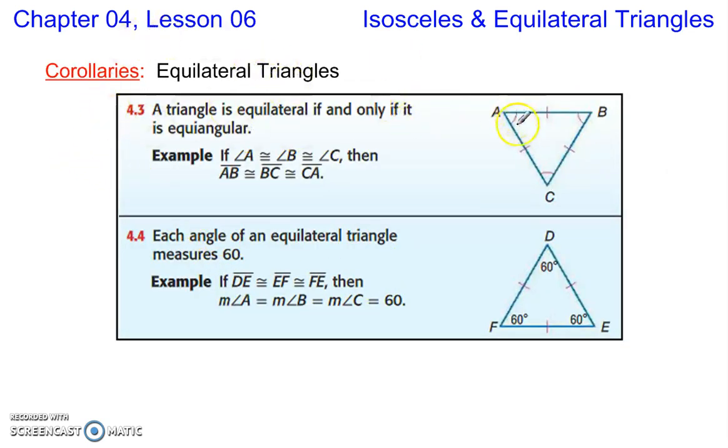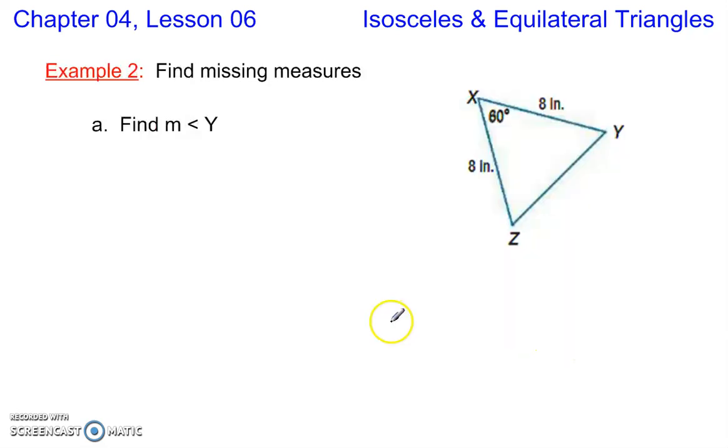For equilateral triangles, a triangle is equilateral only if it is equiangular. So, if every angle is the same measure, and in that case, since there's 180 degrees, if every measure is the same, we divide that by 3, that gives us 60 degrees. So, find the missing measures.